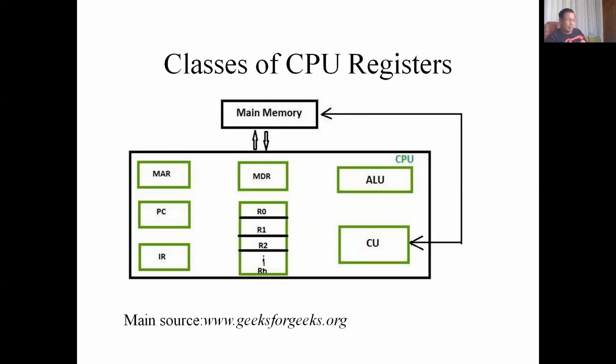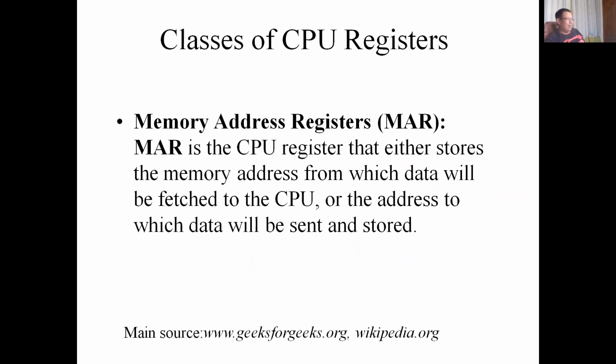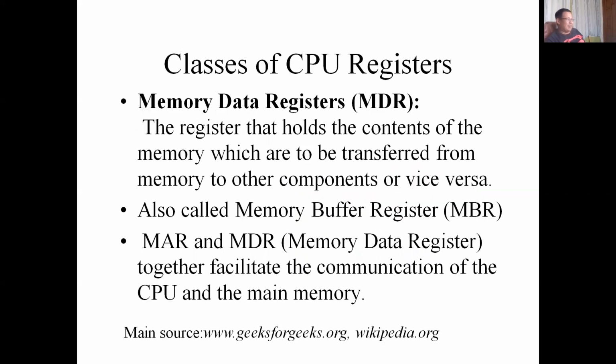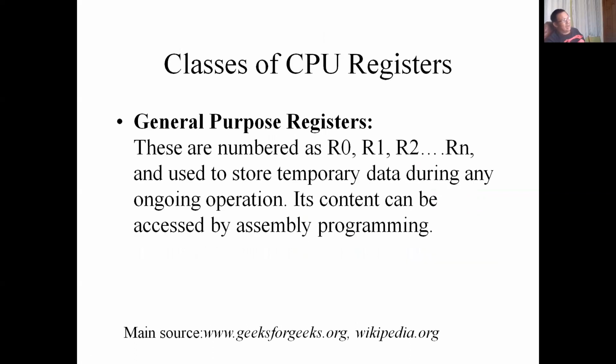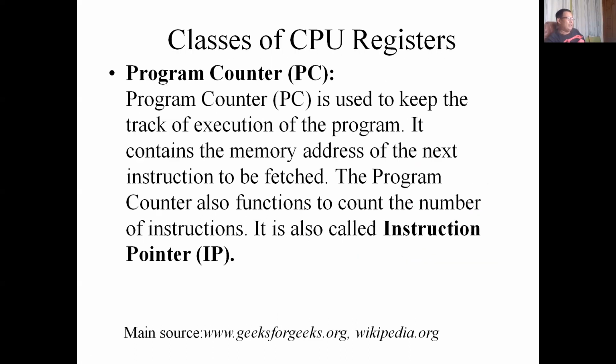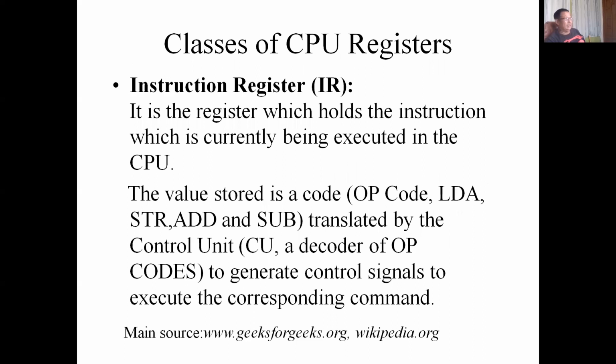Because the instruction register contains an opcode, an operation code. The instructions come in opcodes and operands, right? The opcode goes to the IR. The operand goes to the MDR. So the operand goes to the MDR, the opcode goes to the instruction register, where it's decoded and sent to the control unit.